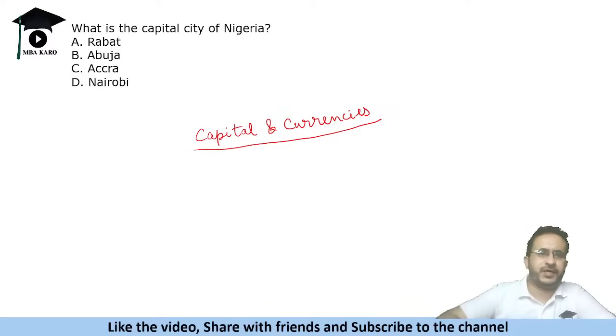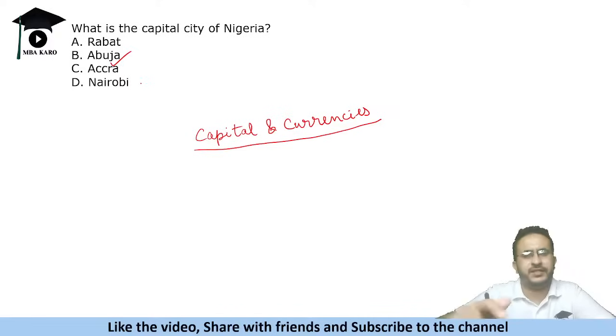Accra is the capital of Ghana. The right answer is Abuja. ठीक है, Accra घाना की है. This is of Nairobi is Kenya.